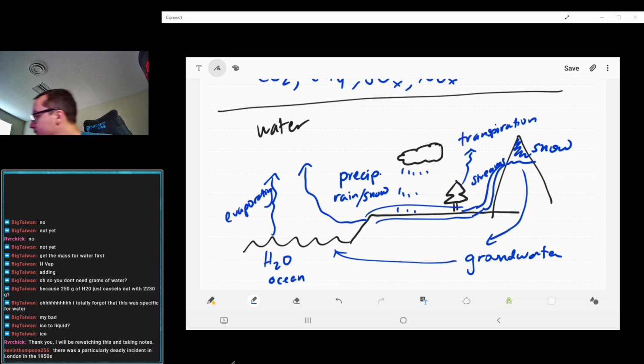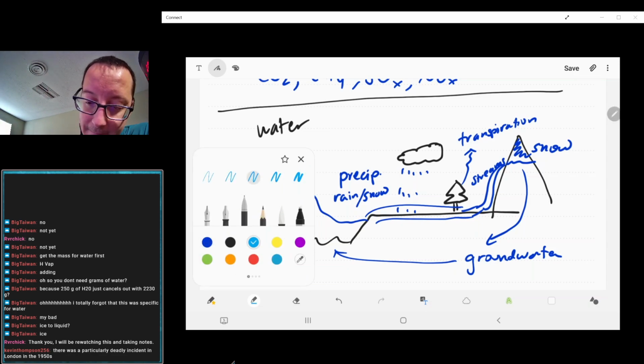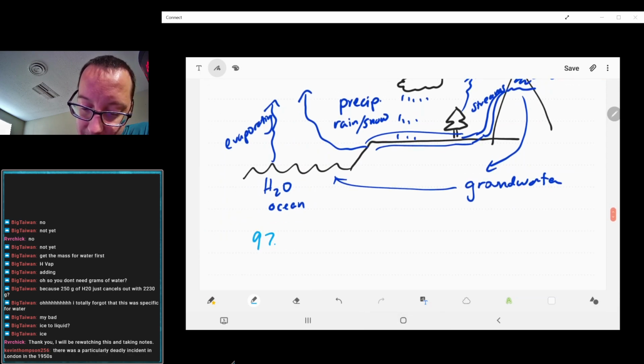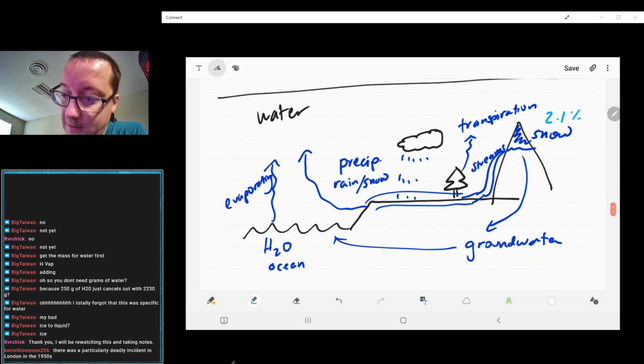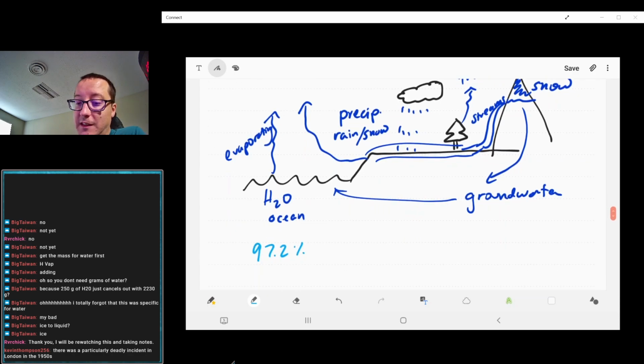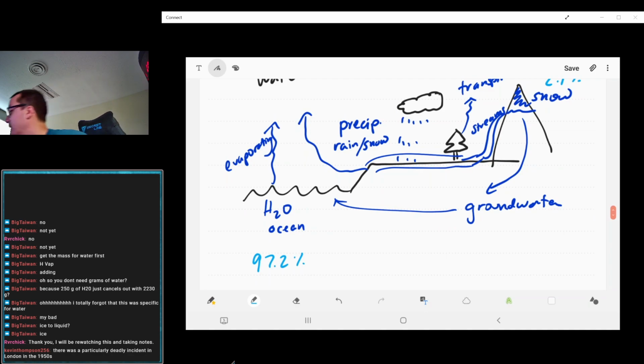So just for some numbers, I think the number is here somewhere. It's pretty interesting to see. About 97% of the world's water supply is in the ocean. We have 2.1% as snow or ice in polar areas or mountains. So as you can see here, we have 0.7 percent of the water left.